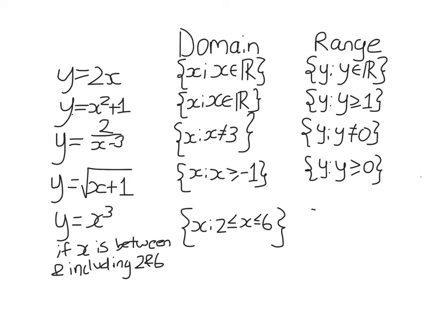Okay, for the range, we'll need the squiggly brackets again, y values. So if x is 2, the minimum value of x, y would be 8. The maximum value of y would be 216. And y could take any value between those two, because if you cube root any number between 8 and 216, you'll get the x value between and including 2 and 6.